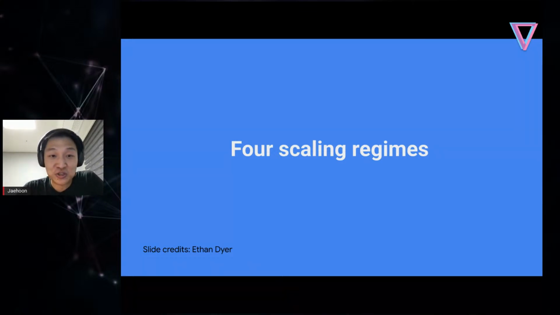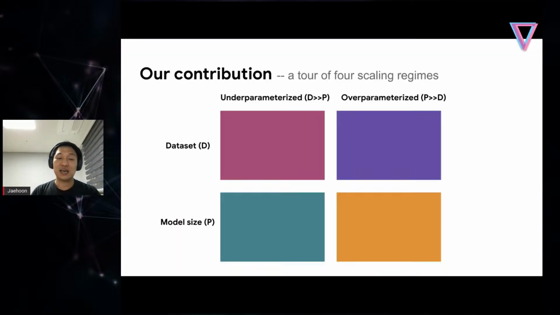So now let's dive into the main content of our work. The main contribution of our paper is the identification and classification of 4 scaling regimes. I'll first give a brief high-level overview of these 4 regimes. The regimes can be split into whether we are scaling dataset size D or model size P, and whether we're in the underparameterized setting or the overparameterized setting. So this 2x2 table characterizes the 4 scaling regimes of our interest. I want to note that in order to clearly distinguish different regimes, we're interested in the extreme underparameterization case where D is much larger than P, and the extreme overparameterization case where P is much larger than D.